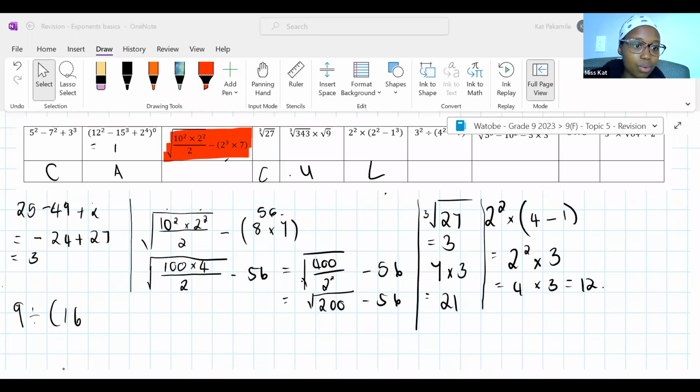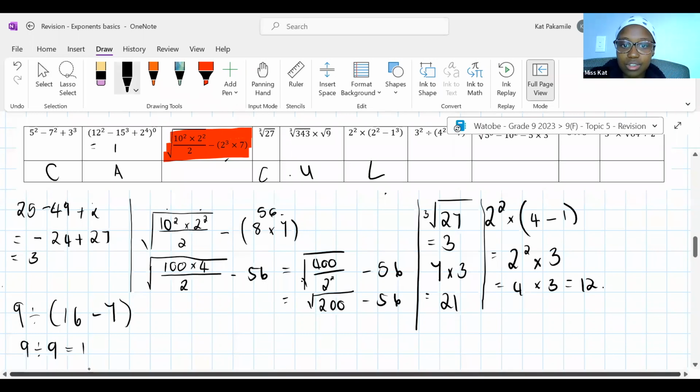There you go. Minus 7. We end up with 9 divided by 9, which is 1. So if it's 1, then the letter that corresponds with 1 is the first letter of the alphabet, which is A.